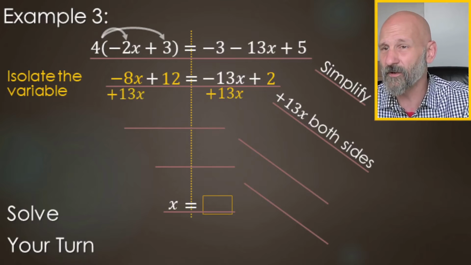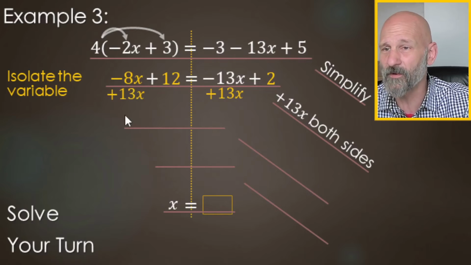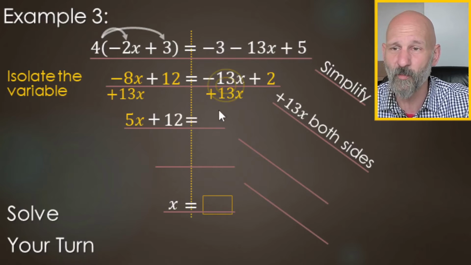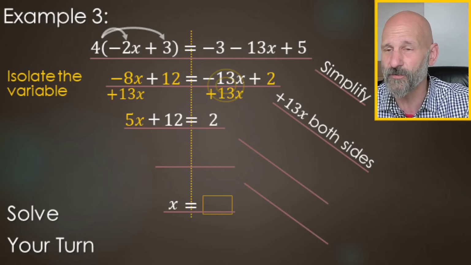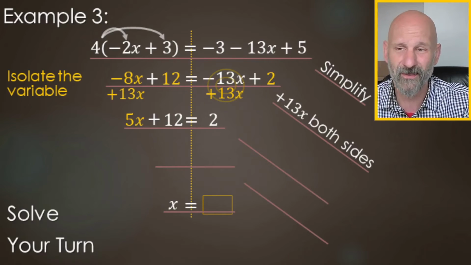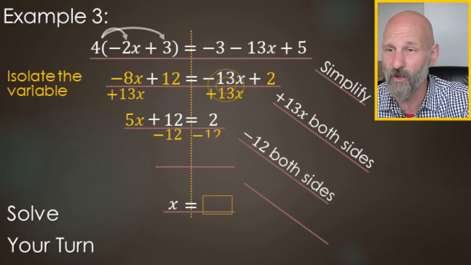So adding 13x to both sides, we have subtract 8x from 13x's. That's going to make 5x's. We still have the plus 12 equals, no more 13x's on the right, just the 2 there. Now it's a 2-step equation. Undo the plus 12 and the times 5 with a subtract 12 to both sides.